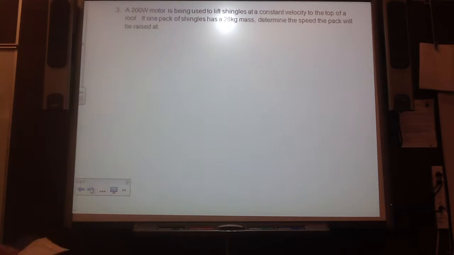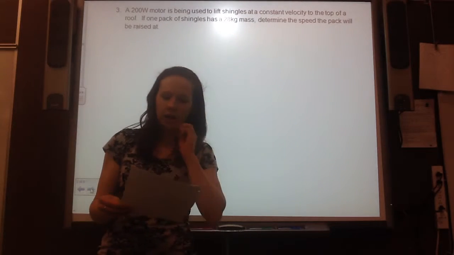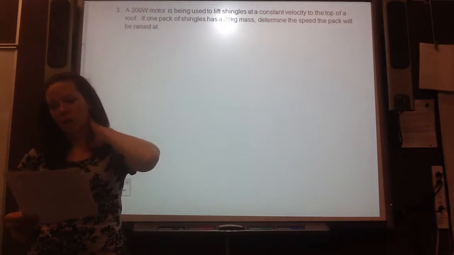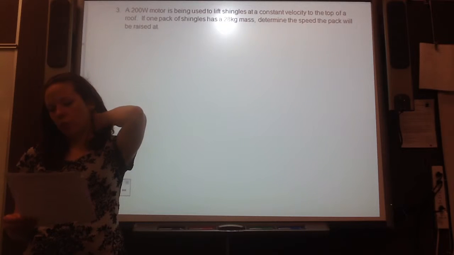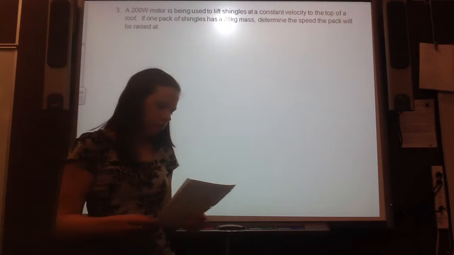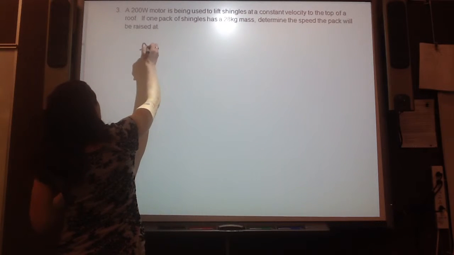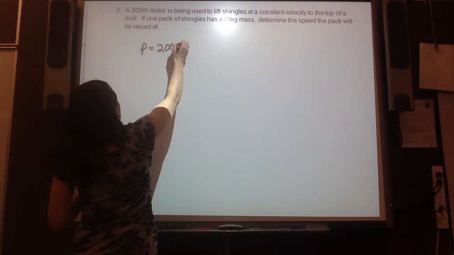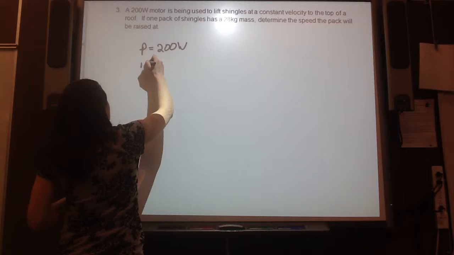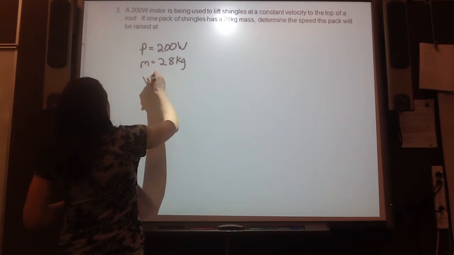So this one: a 200-watt motor is being used to lift shingles at a constant velocity to the top of a roof. If one pack of shingles has a 28-kilogram mass, determine the speed the pack will be raised at. Okay, so let's write out what we know. P is equal to 200 watts, and m is equal to 28 kilograms. And we are looking for v.